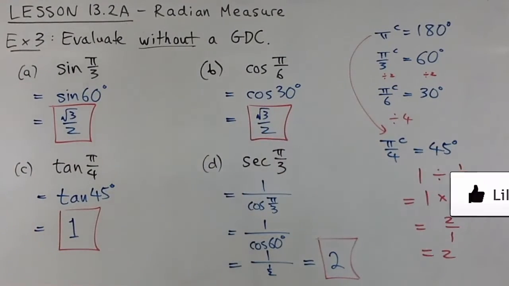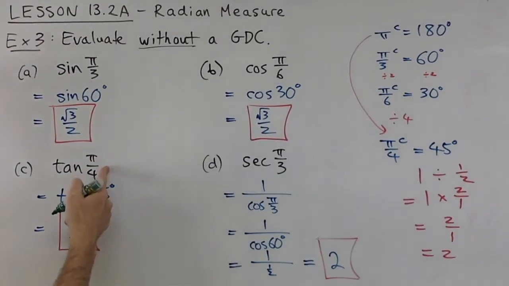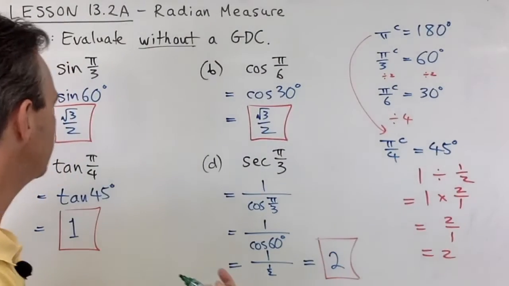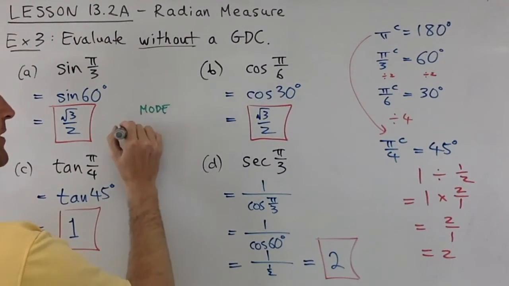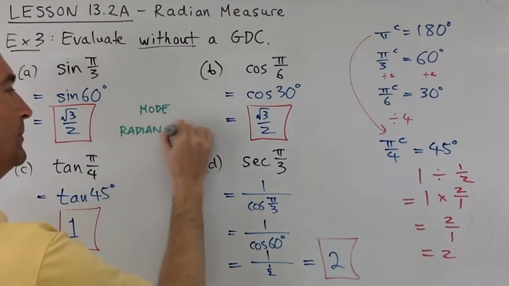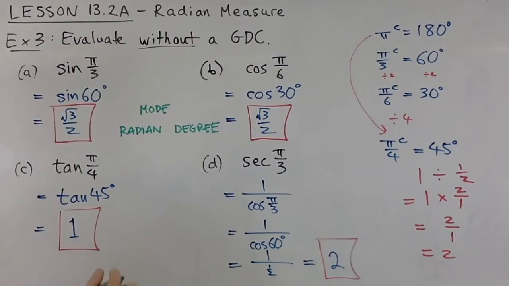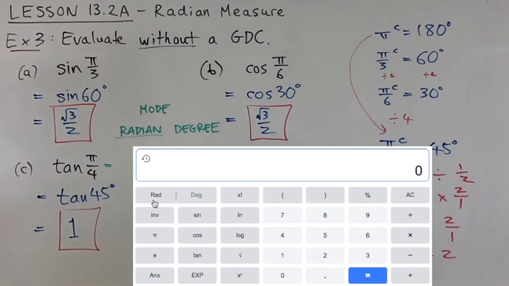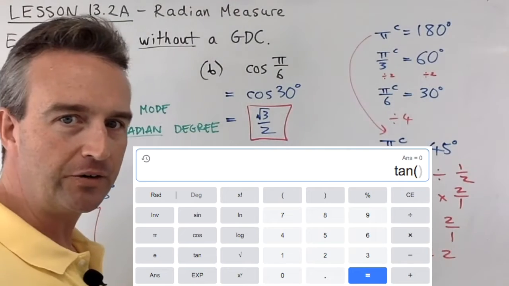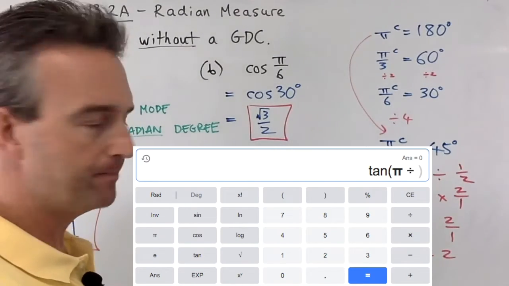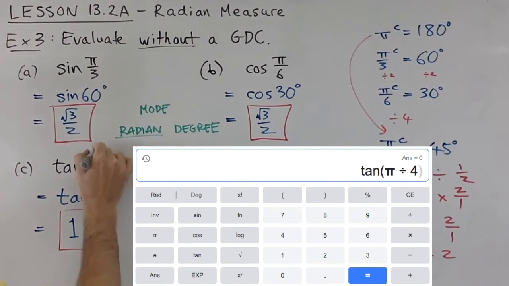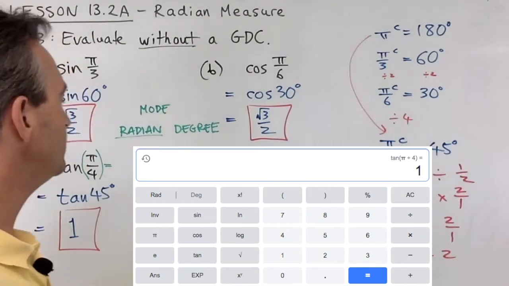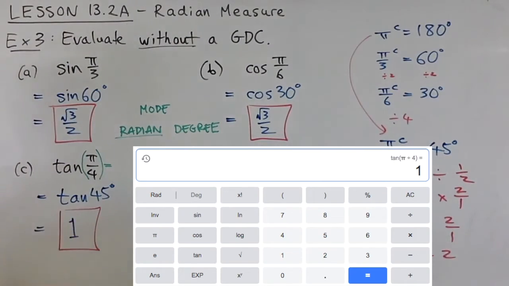Now if you wanted to check this, just try this one on your GDC just to check how you're going. Go to mode, and you've got your radian mode and your degree mode. Let's see if it works. Let's try this first. What's tan pi over 4? Make sure your calculator's in radian mode and type in tan, open bracket. Now you've got a pi button on your calculator. Type in pi and then divide by 4, close bracket and push equals. And if you're in radian mode, that should give you an answer of 1.